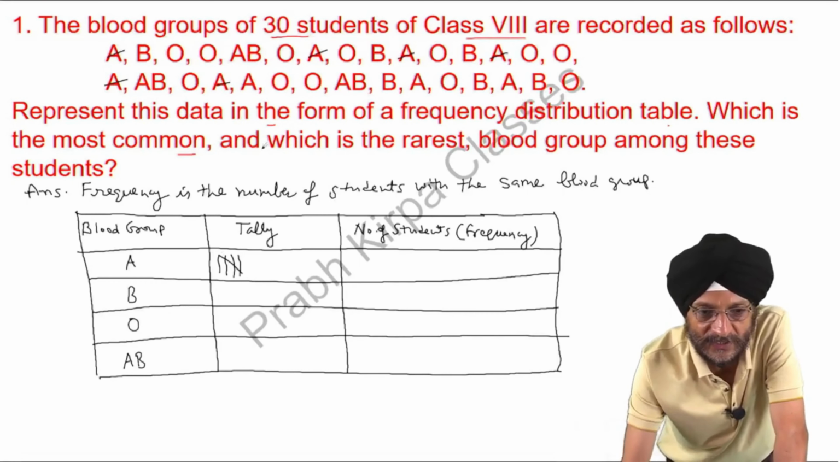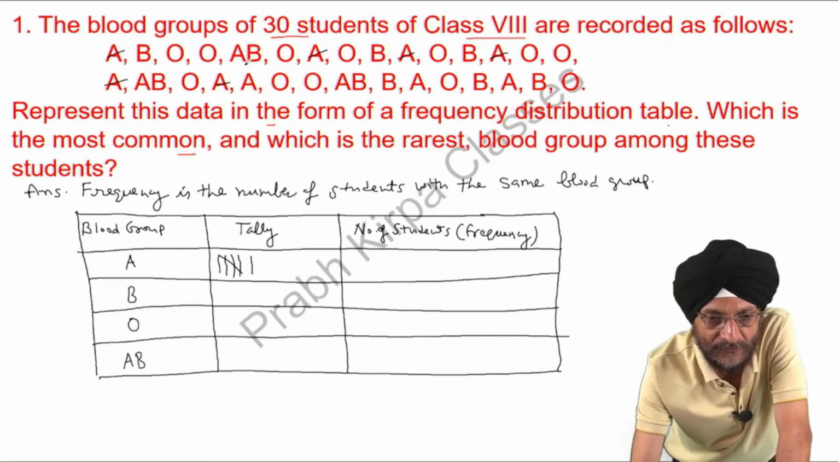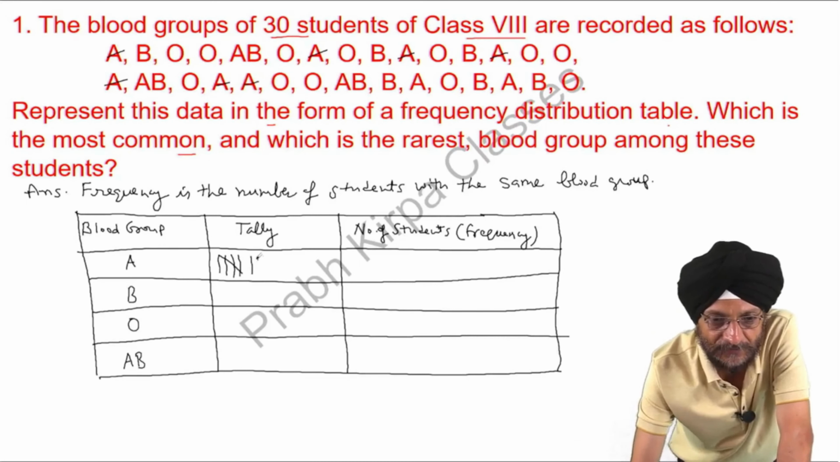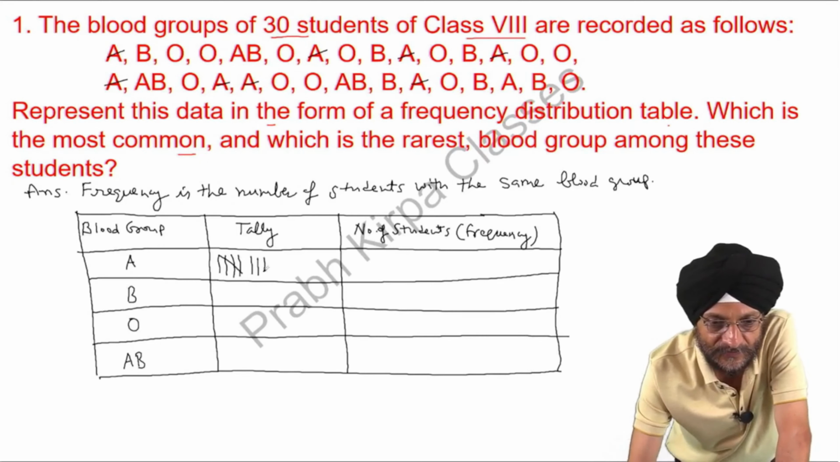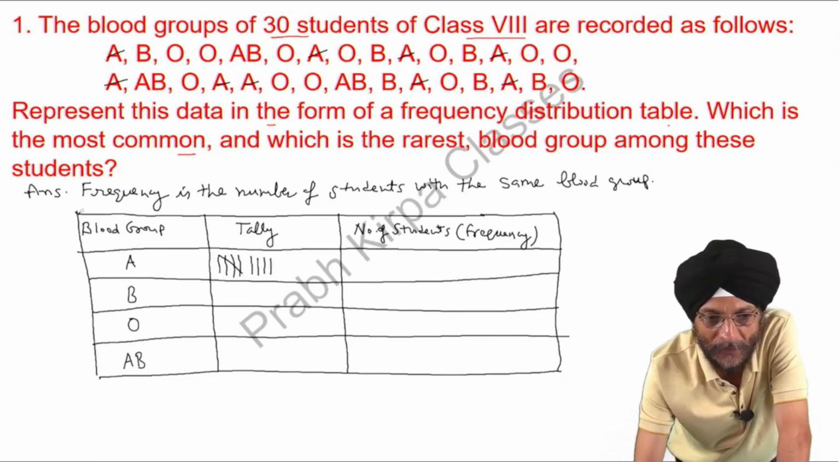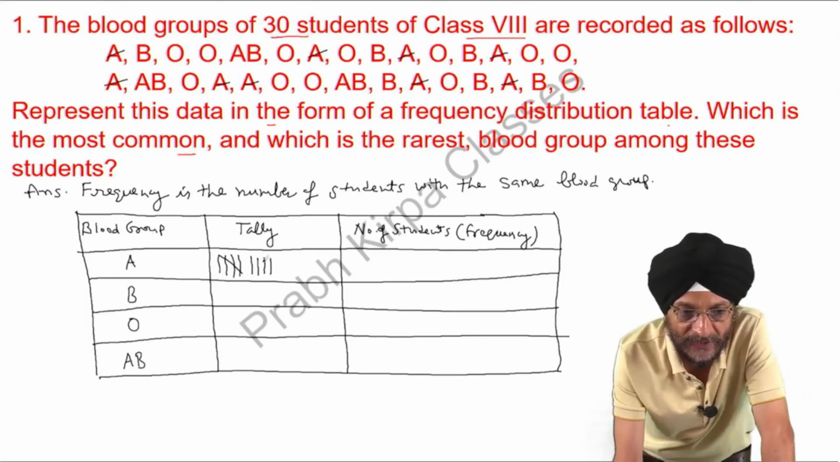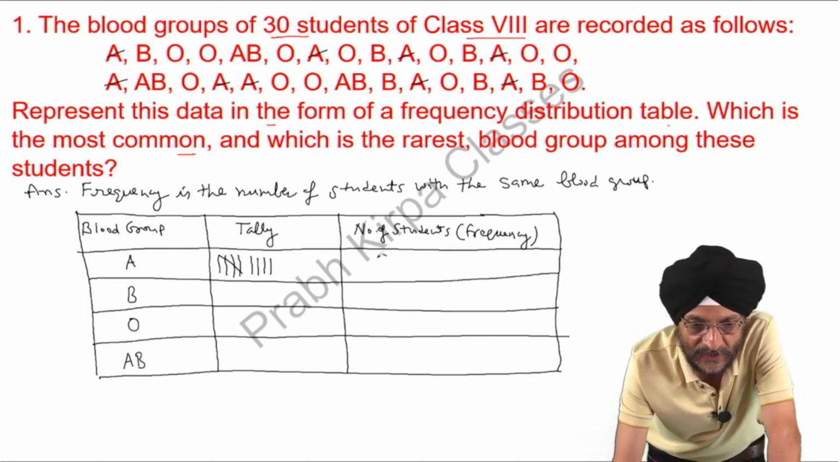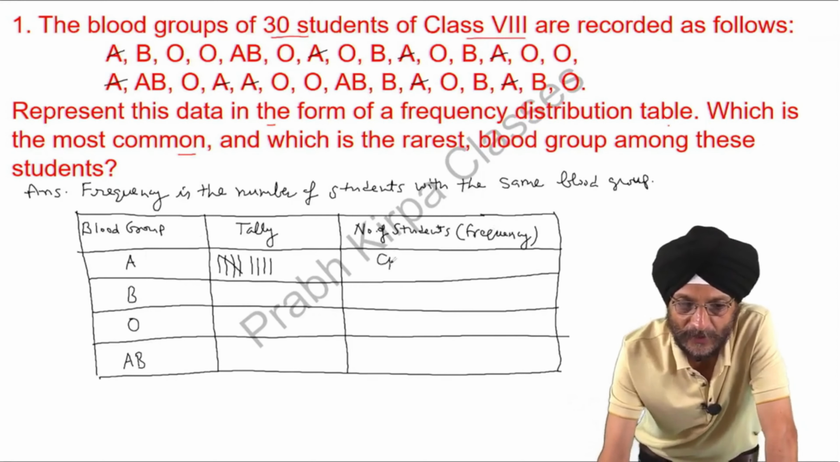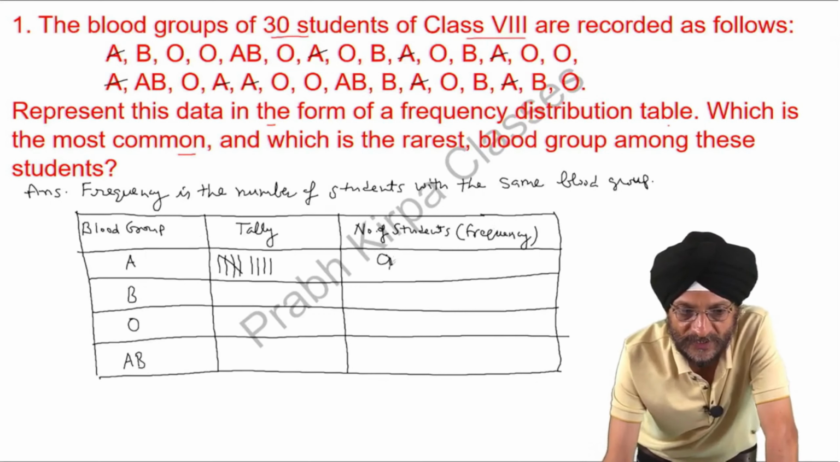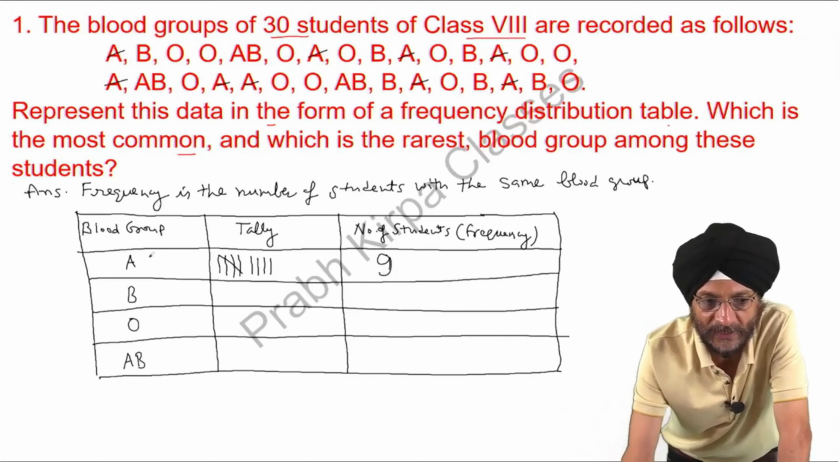Now this is the next, 6th, this is 7th, this is 8th, this is 9th. So how many students have blood group A? This is 9. Frequency of blood group A is 9. We can also say that the number of students having the blood group A are 9.